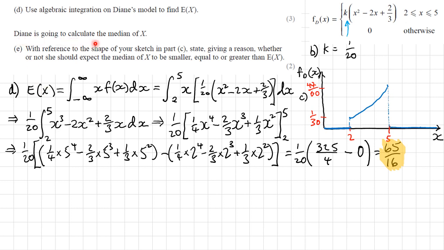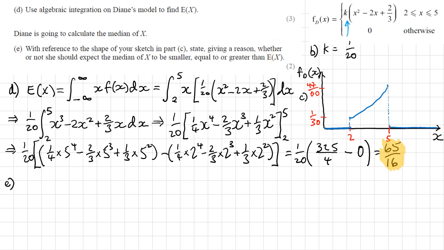Diane is going to calculate the median of x. Part E. With reference to the shape of your sketch in Part C, and here's my sketch here, state, giving a reason, whether or not she should expect the median of x to be smaller, equal to, or greater than the mean of x, E of x.